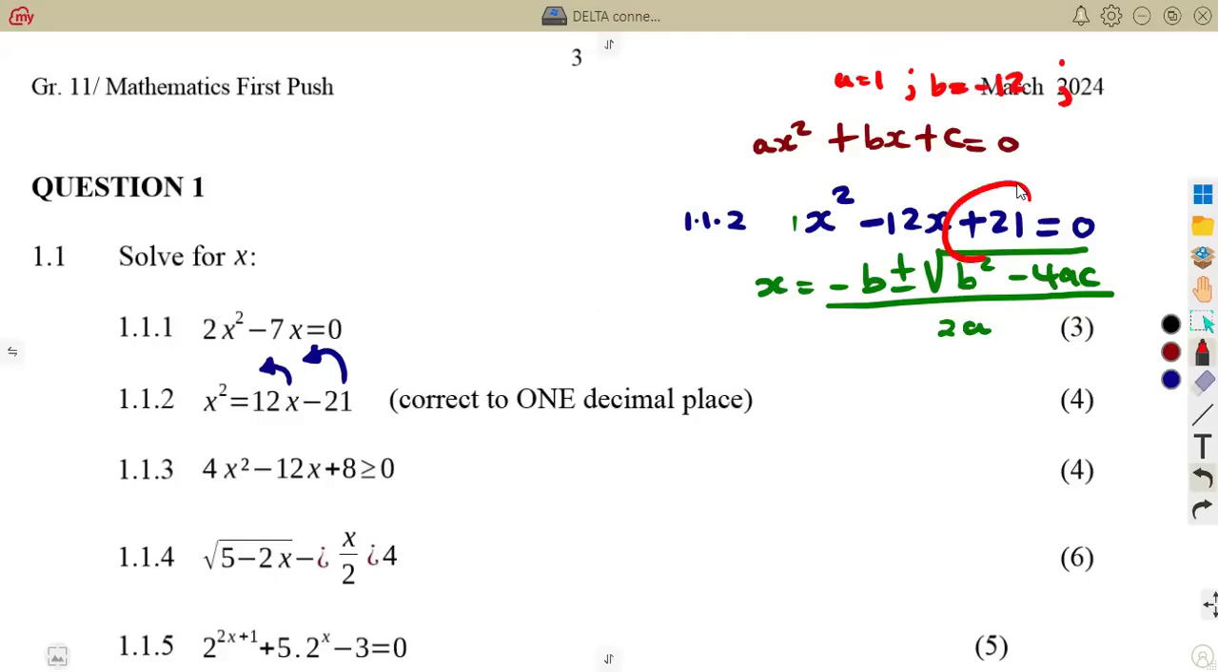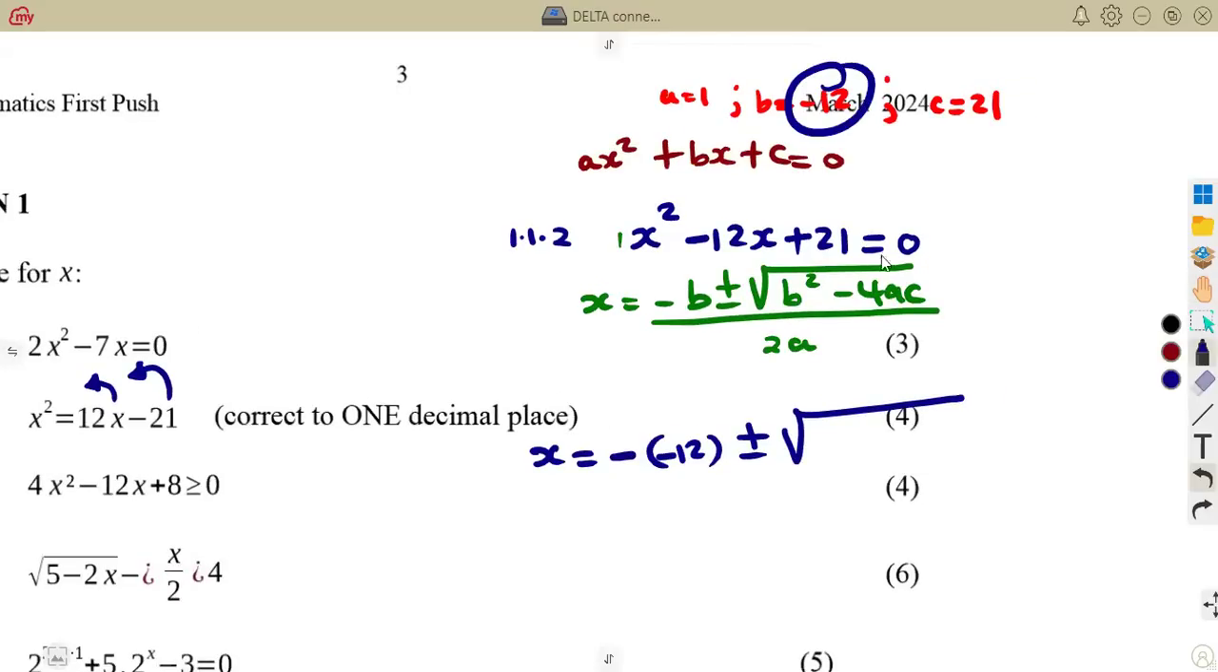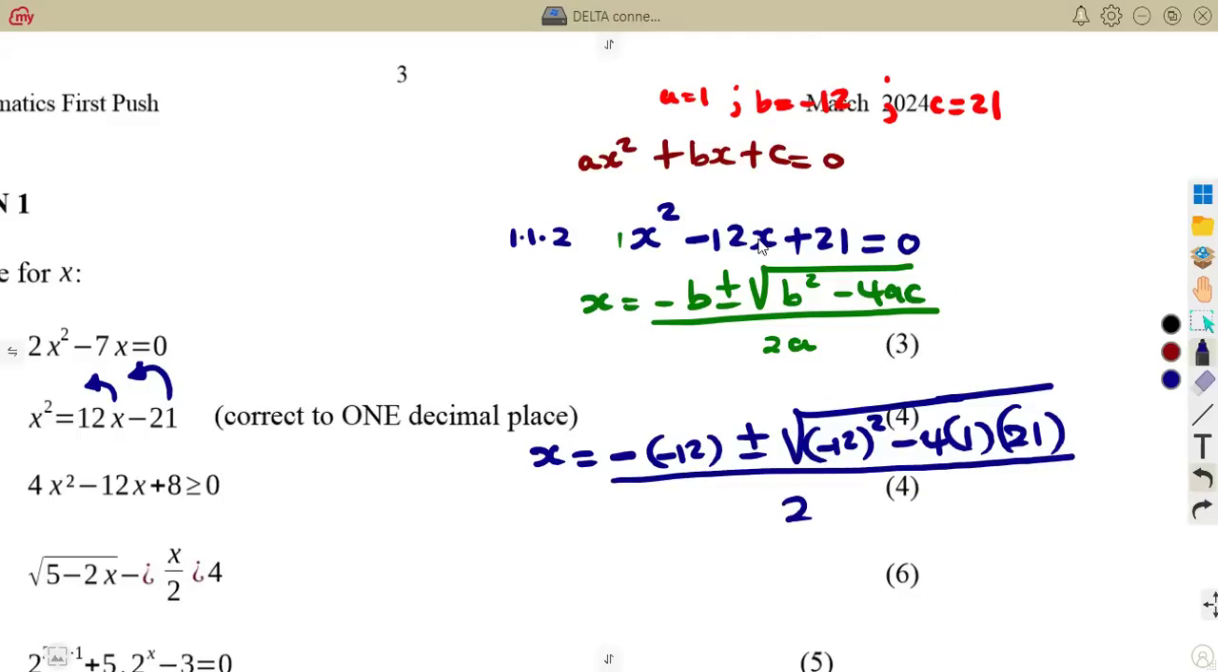And our C is what? Positive 21. So these are the values that you're simply going to substitute into the formula. X is equal to minus B. So that's minus our B, which is what? A negative 12. So take note, plus or minus the square root of, I'm going to have B squared, which is negative 12 squared, minus 4 times A, which is 1, times our C, which is 21. So this whole part is going to be divided by 2A. So it's over 2 times A, where our A is 1. Just like that.